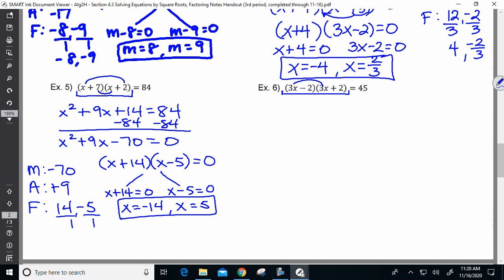3x times 3x is 9x squared. 3x times 2 is 6x. Negative 2 times 3x is negative 6x. So that, in this case, is 0. So that drops out entirely. Negative 2 times 2, negative 4. So you have 9x squared minus 4 equals 45.